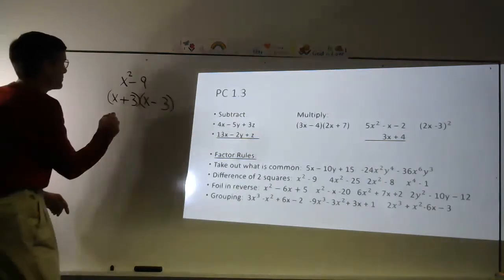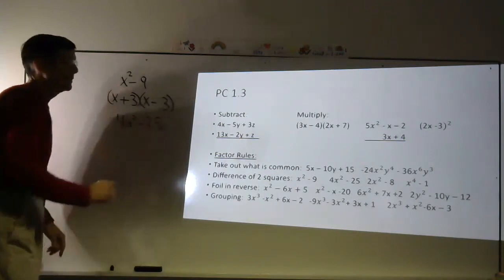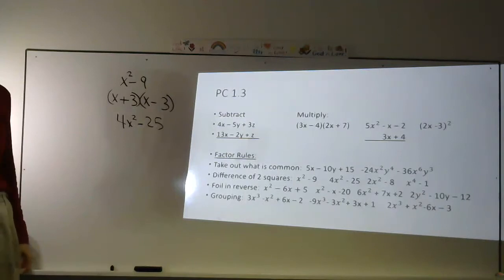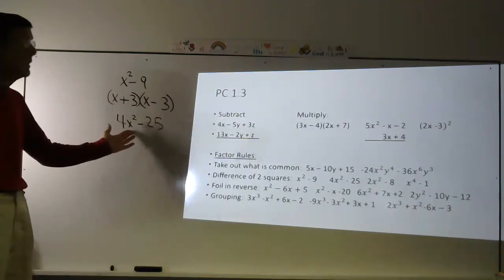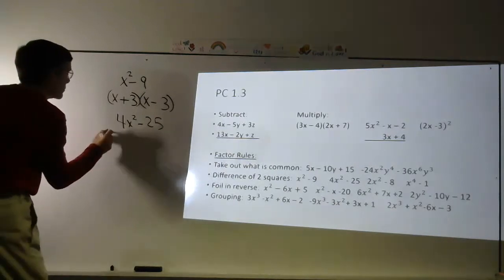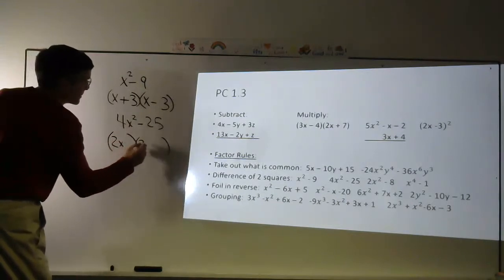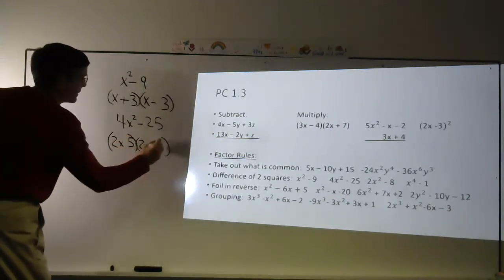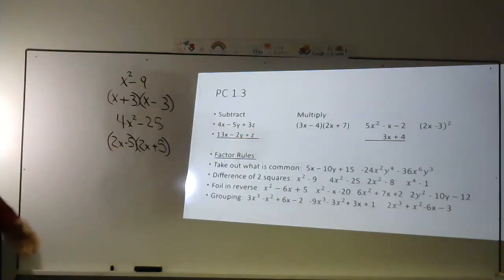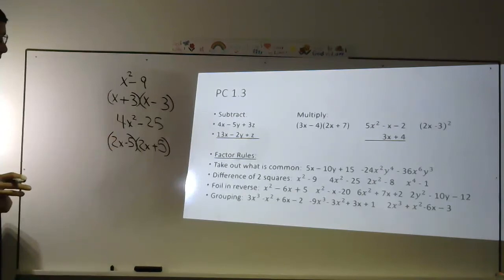Look at the next one. 4x squared minus 25. Anything common? You can't take anything out of 4 and 25, and there's only x's in that term. So there's nothing common. Difference of two squares. To get 4x squared, I have 2x and 2x. I have 5 and 5, plus and minus. Okay? If you break them down like that, you don't even have to check it. You know it's going to be right. All right?